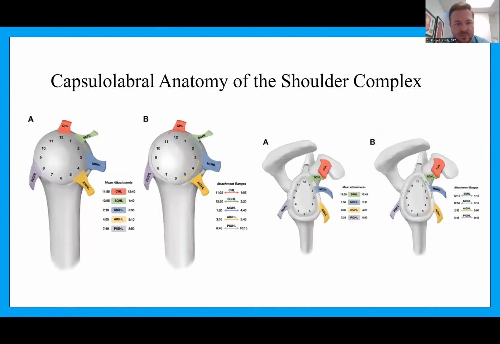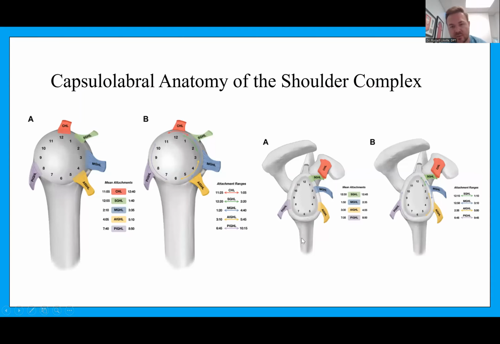This is another way to think about this. We think about the glenoid and the head of the humerus almost like a clock face. That's to allow us to talk about where injuries may occur. So you have 12 o'clock all the way up to 11 o'clock, or you can go around clockwise here. And a lot of these injuries happen in this 3 to 6 o'clock range.